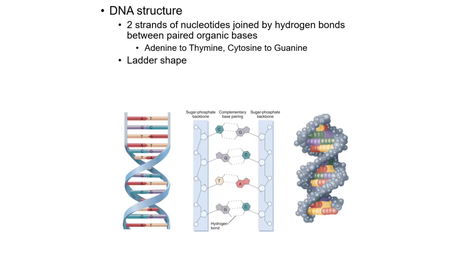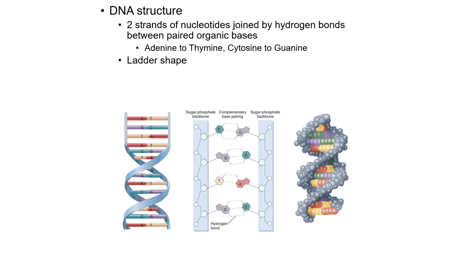Here's a picture showing us the sugar phosphate backbone, and then we have those nucleotides coming across the ladder, if you want to call it a ladder. And they always pair the same. If they don't, there's a problem. That could cause a mutation.